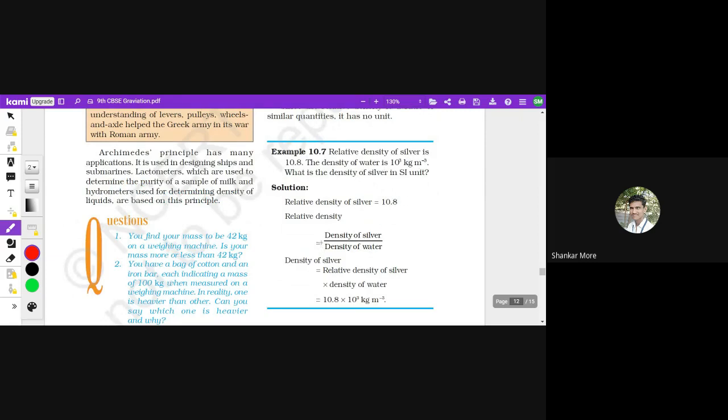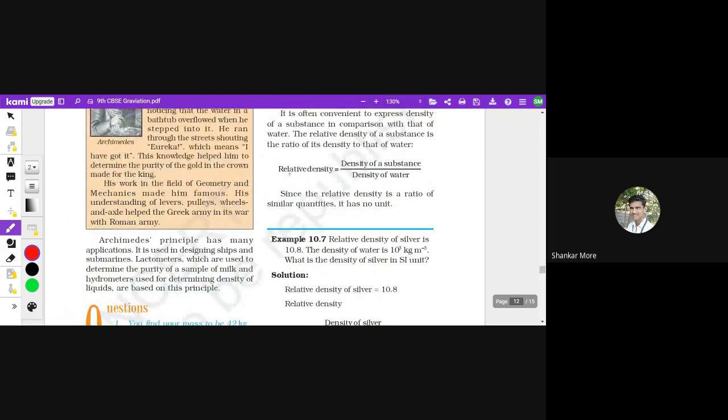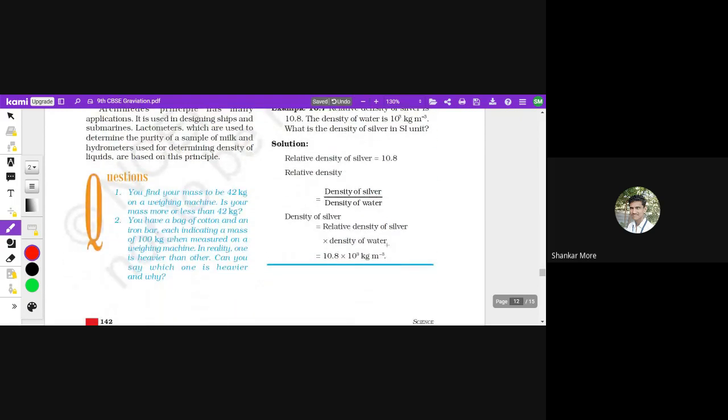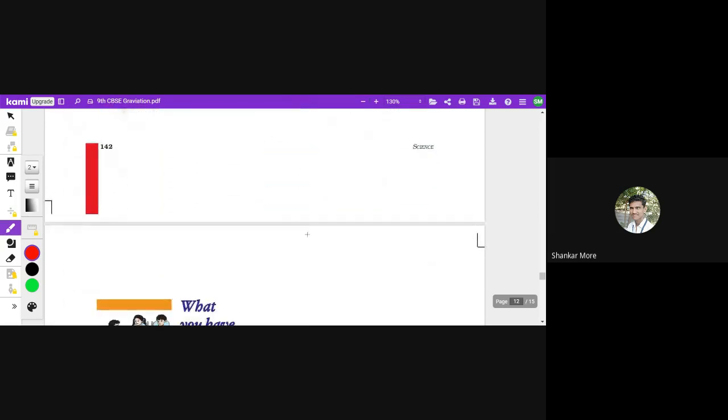Density of water yahan pe di hai. So you can put the value of this. Iski aap value put kar sakte ho. And yahan pe substance ki jagah pe hai silver. So silver ki density aap find out kar sakte ho, which is this. Density of silver is 10.8 into 10 raised to the power 3 kg per meter cube.